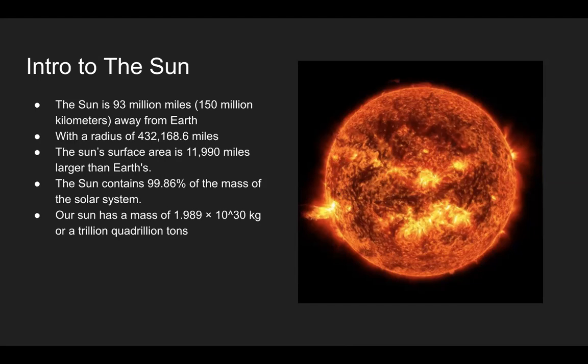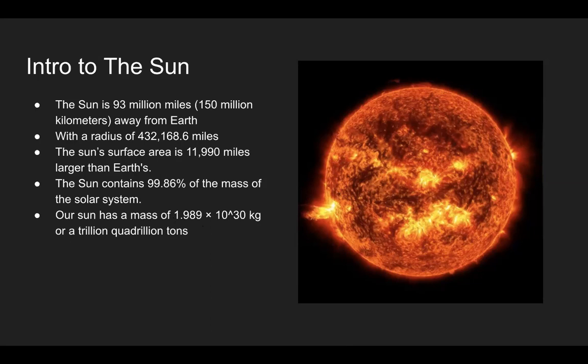So does everyone know what that means? 1.9 times 10 to the 30th. That means that's 1.9 with how many zeros on it? Anyone know? 30. Yeah, 30. Unimaginably large numbers. It's crazy.